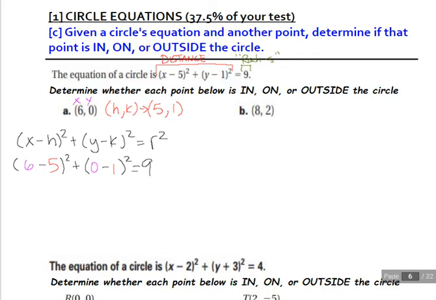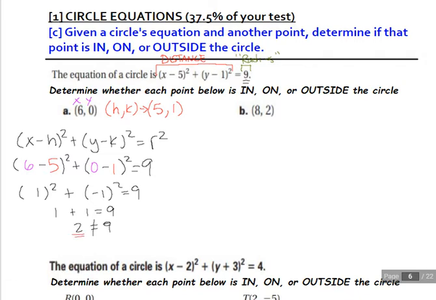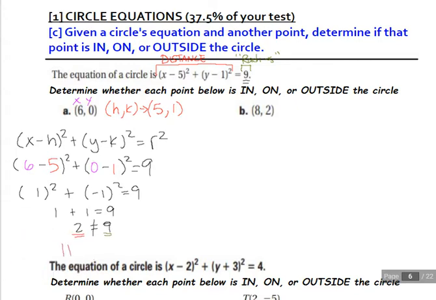And I'm getting that right from my equation, right? So let's simplify. 6 minus 5 is 1. 0 minus 1 is negative 1. So 1 plus 1 is equal to 9, or 2 is equal to 9. Well, they're not actually equal, and here's where we have to make that determination. The distance, 2, is actually going to be less than the calculated radius squared value of 9. And so this point is going to lie inside the circle.